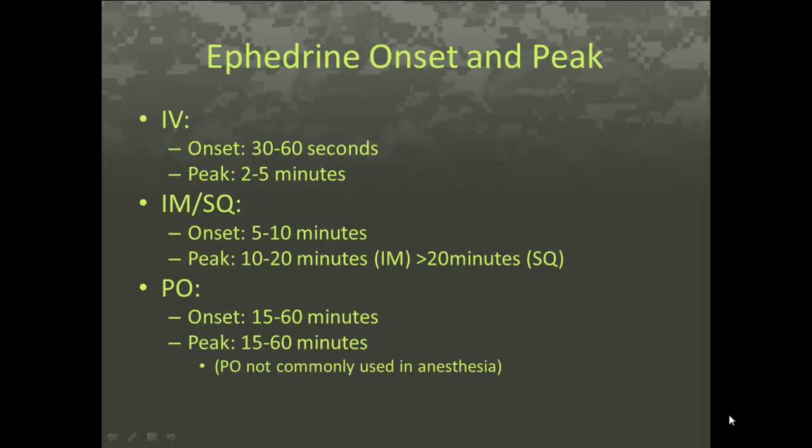The onset and peak of ephedrine is different based on the route of administration. The onset for IV is 30 to 60 seconds, with a peak at 2 to 5 minutes. IM and sub-Q has an onset of 5 to 10 minutes, with a peak of 10 to 20 minutes for IM, and greater than 20 minutes for sub-Q. When given via the PO route, the onset is 15 to 60 minutes, with a peak at 15 to 60 minutes as well. Remember, PO is not commonly used in anesthesia.